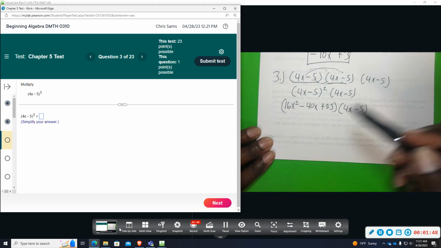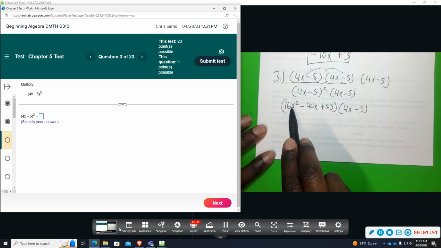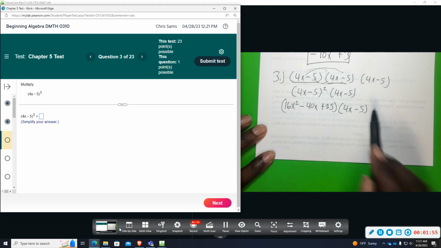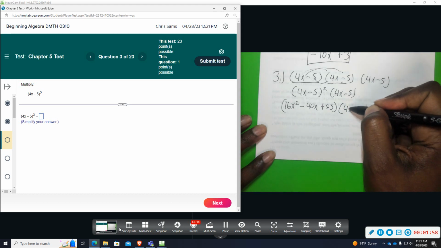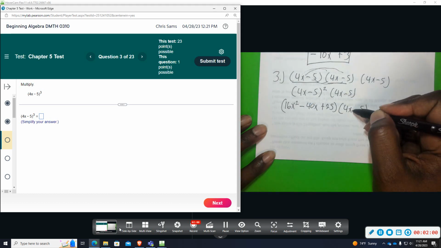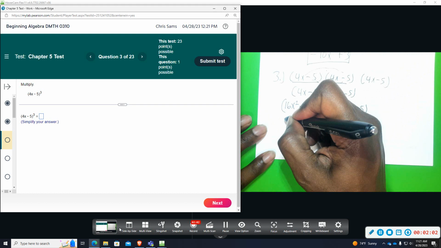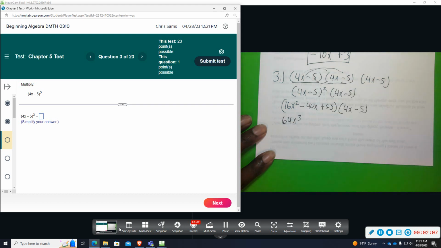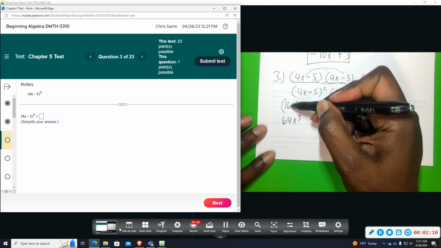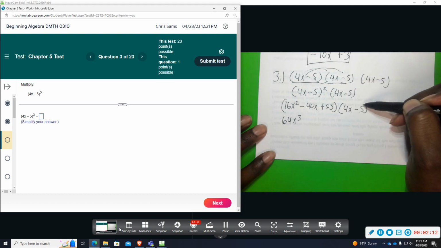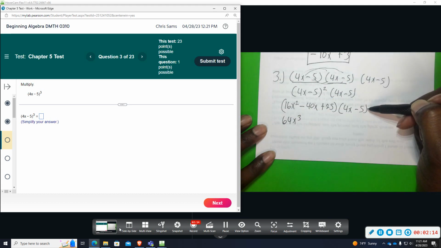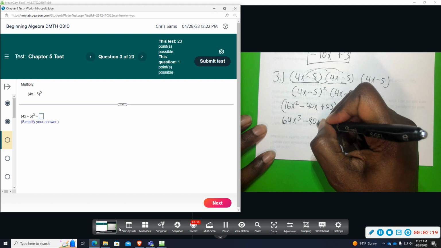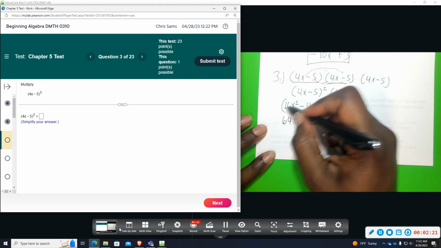I'm going to just distribute. So I'm going to multiply 16x squared times both, and then the negative 40x times both, and then 25 times both. So 16 times 4 is going to give me 64x, and x squared is going to give me x cubed. So I get 64x cubed. Then I'm going to do 16x squared times negative 5. That should give us a negative 80x squared. All right, so I'm done with the 16.